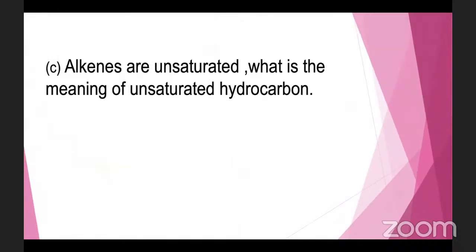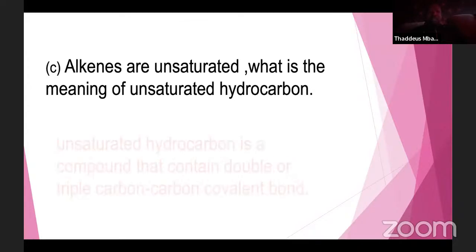Alkenes are unsaturated. What is the meaning of unsaturated hydrocarbon? It has a double carbon-carbon bond. These are hydrocarbons with either double or triple carbon-carbon bonds. So that's the meaning of unsaturated. It can have double or triple.